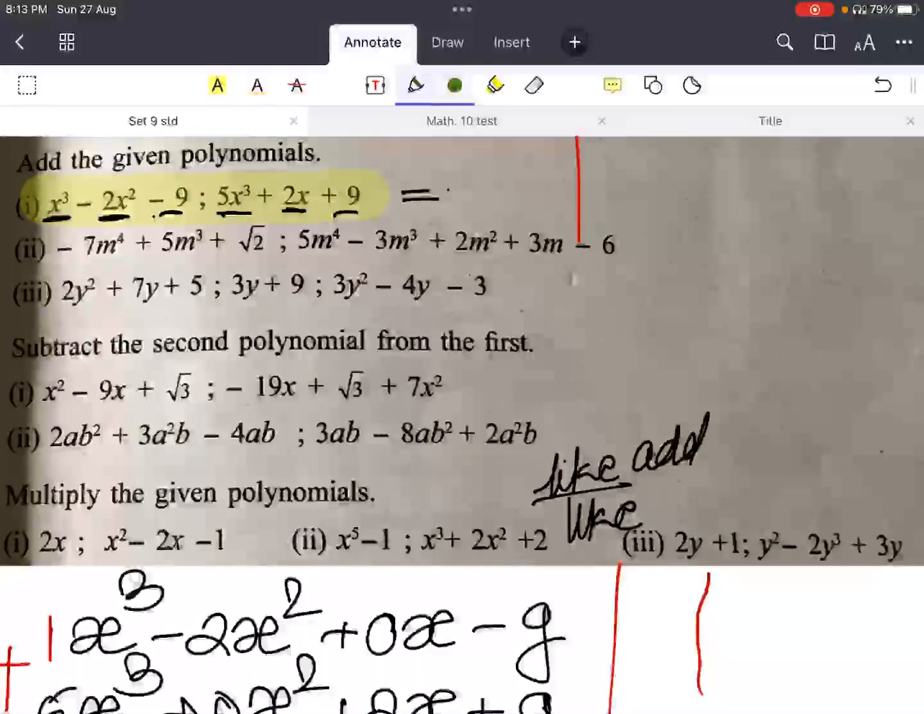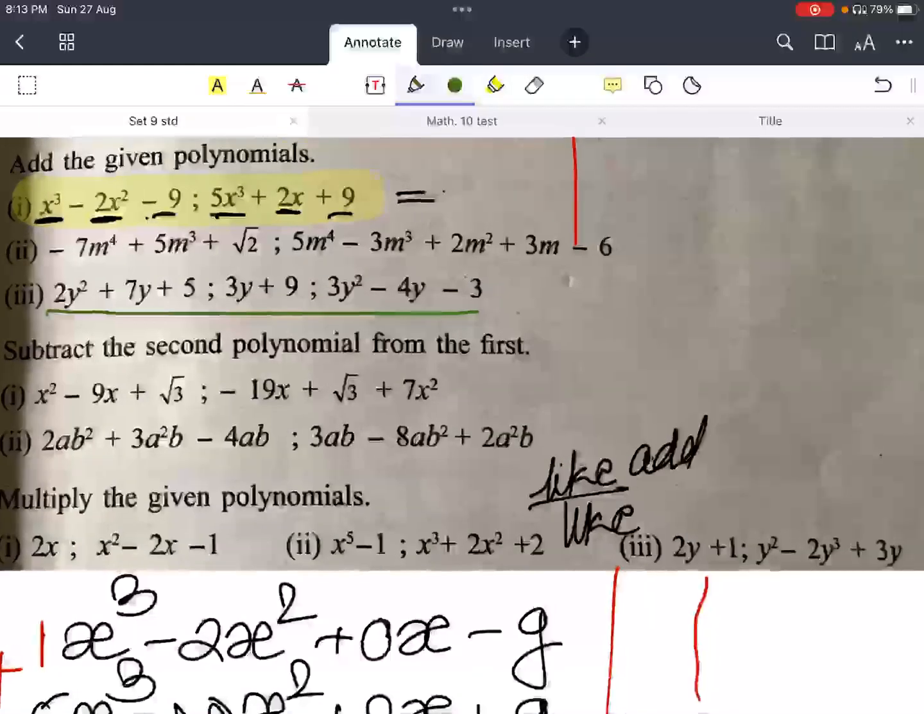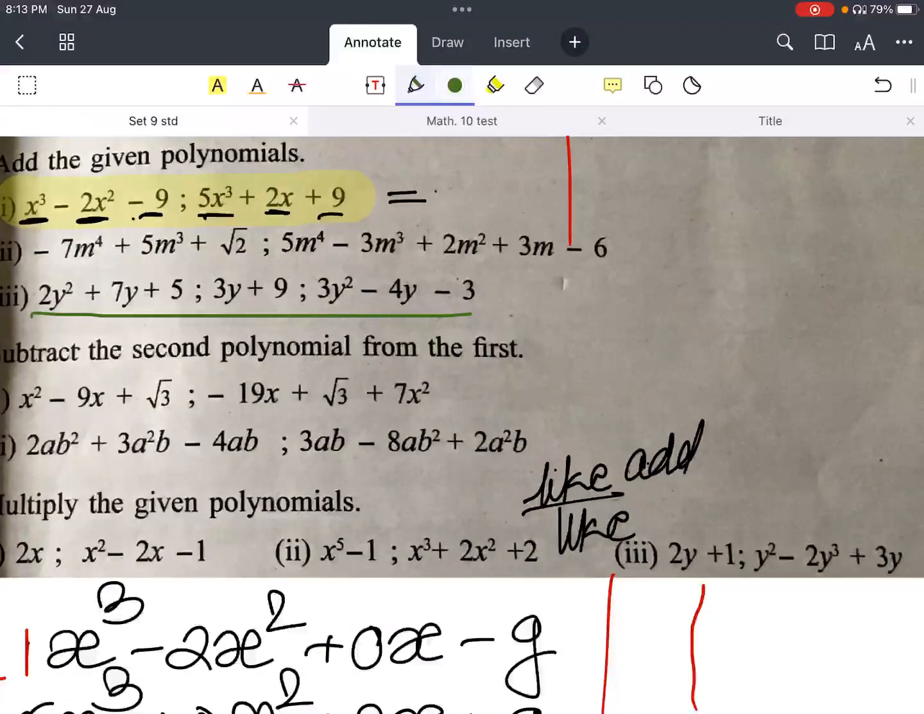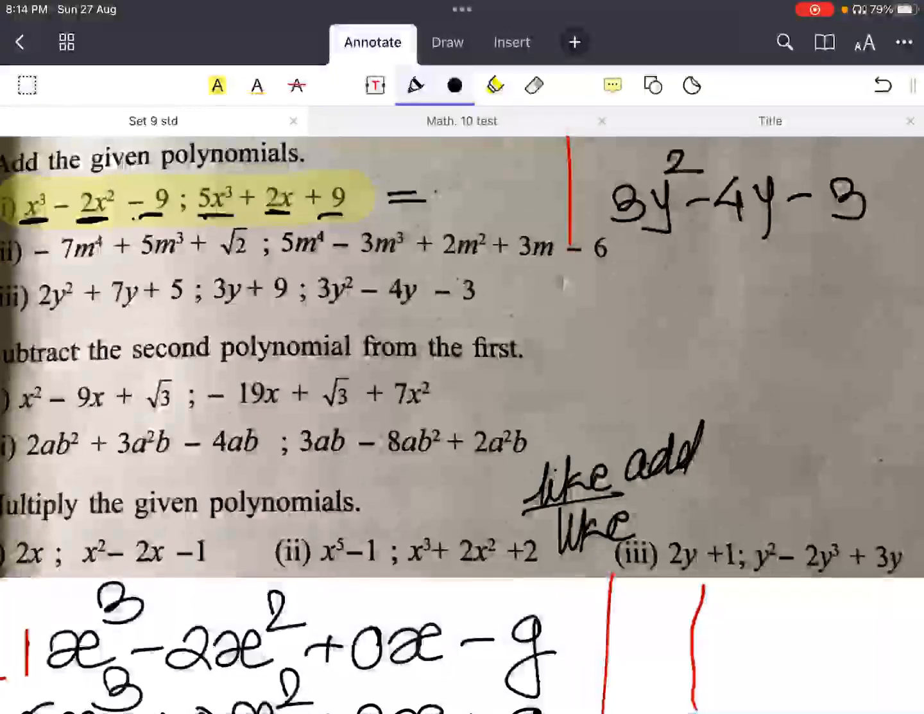The third question is: 2y square plus 7y plus 5, plus 3y plus 9, then 3y square minus 4y minus 3. We will solve this example over here. First of all, write down, using a black pen, 3y square minus 4y minus 3.